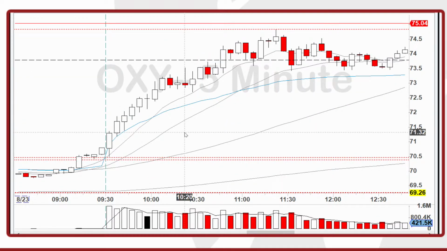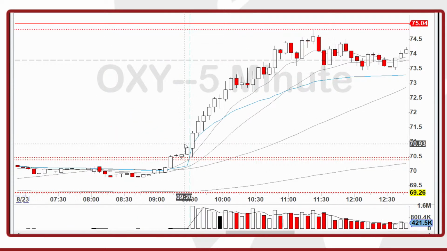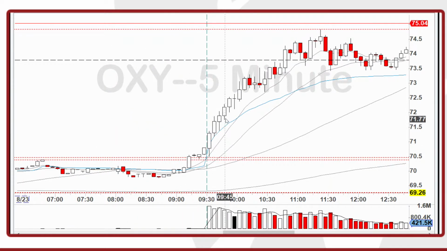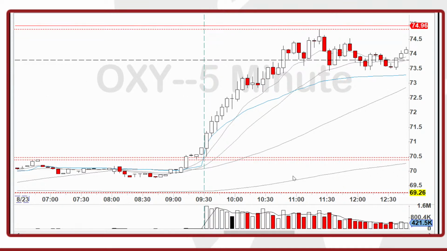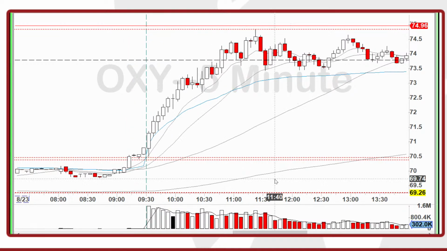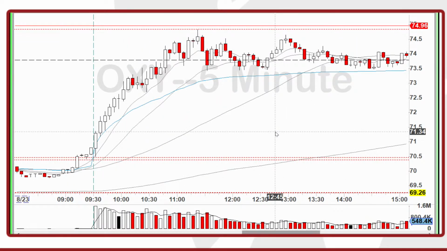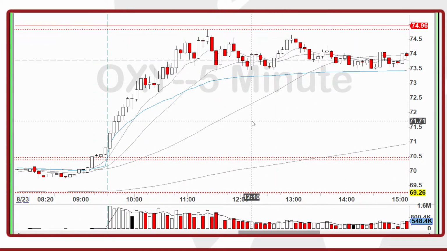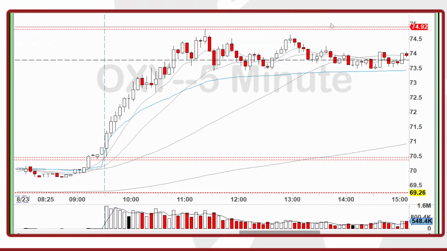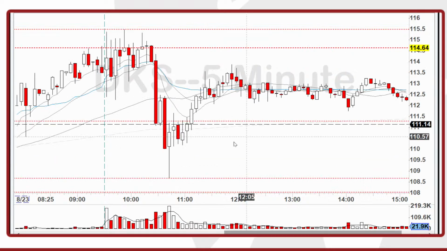Oxy was unbelievable. This thing was again just on fire. Took off here, never really looked back. No pullbacks in the 5 minute at all. Did rest a little bit here and then continue pushing higher. They had a great catalyst yesterday, and we'll see what they do today. I don't think they'll be in play as much, but I'll tell you this: their volume this morning is better than we've seen in other days where they traded well. It's 456, so that could be interesting.